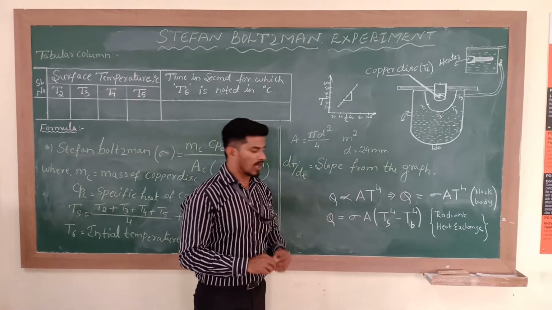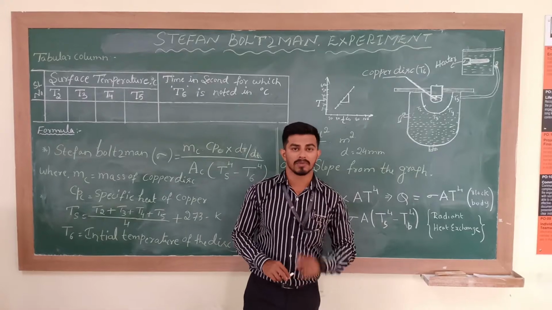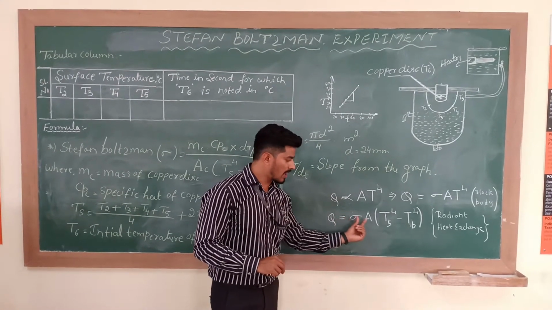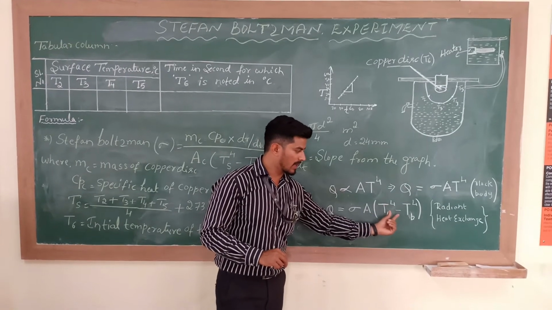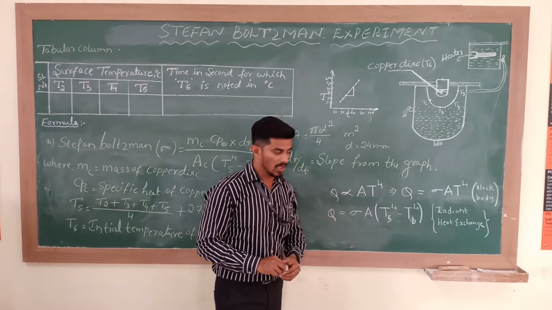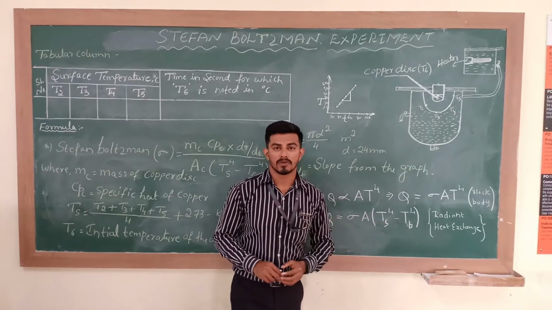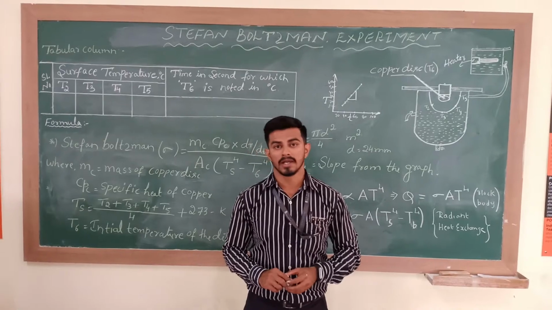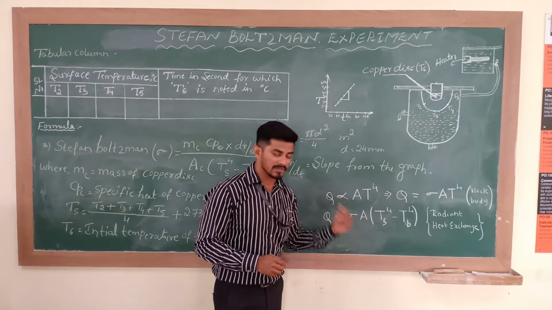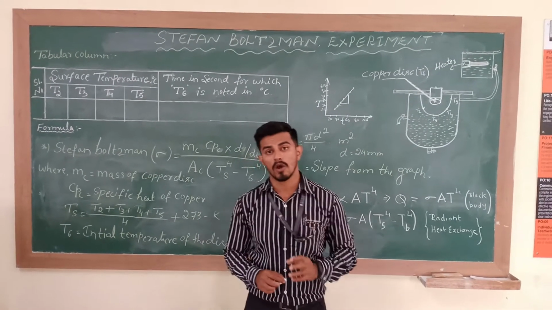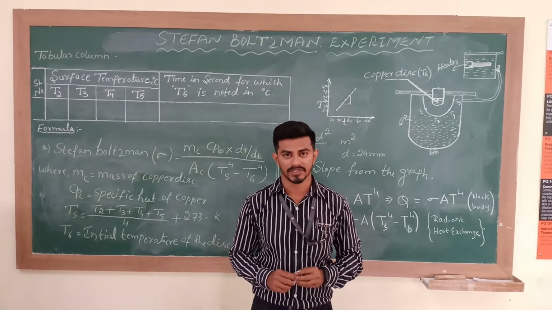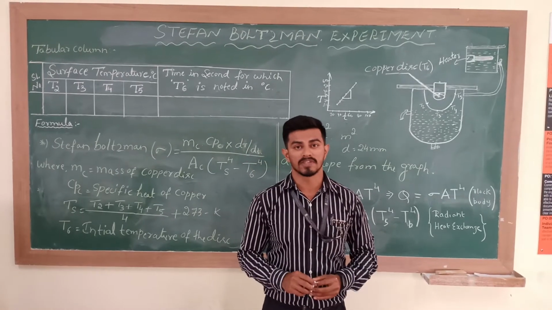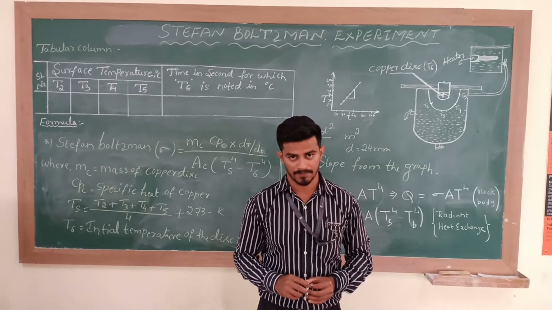Next, for the radiant heat exchange between two surfaces, the equation becomes Q equals sigma A into Ts to the power of 4 minus Tb to the power of 4, where Ts is the temperature of the surrounding and Tb is the temperature of the body which absorbs the radiant energy. And A, the surface area, is the area of the body which absorbs the radiation. Using this formula, we will determine the value of sigma, the Stefan-Boltzmann constant.